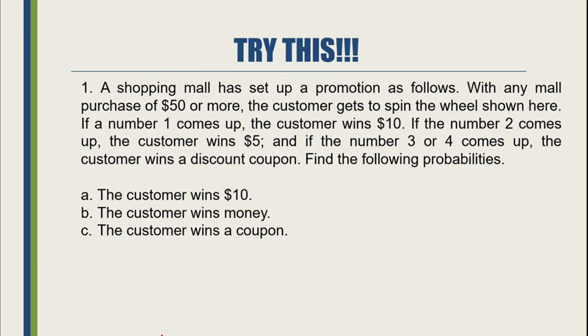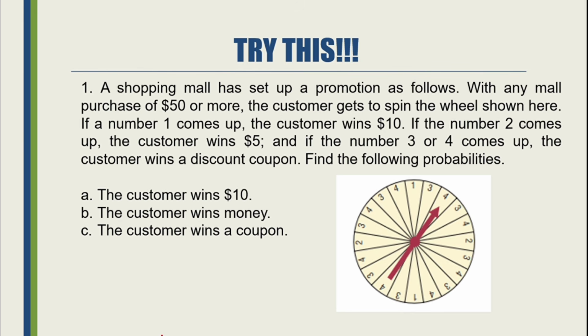So try this at home. A shopping mall has set up a promotion as follows. When a customer makes a purchase of 50 or more, the customer gets a spin of the wheel shown here. If number 1 comes up, the customer wins $10. If number 2 comes up, the customer wins $5. If number 3 or 4 comes up, the customer wins a discount coupon. Find the probabilities of A, B, C. And try this number 2.